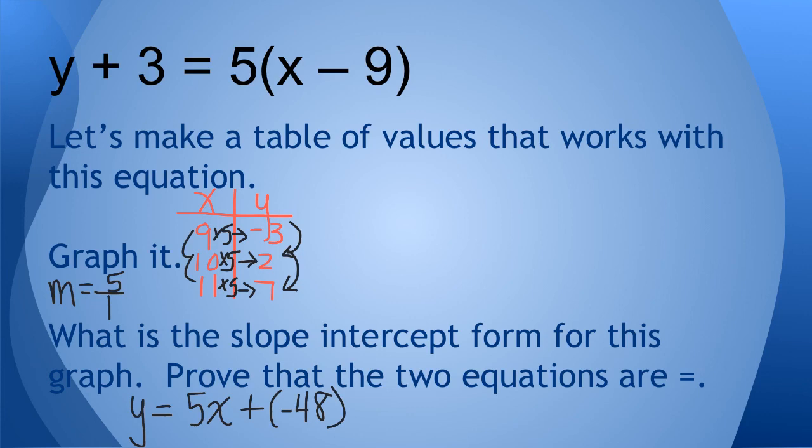So look at your graph. I'm hoping that you made it large enough that you can see your line will cross the y-axis at negative 48. And then you will count up 5 to the right 1, up 5 to the right 1. All right, so that is one way of converting point-slope form into slope-intercept form. The other way is to use algebra magic.